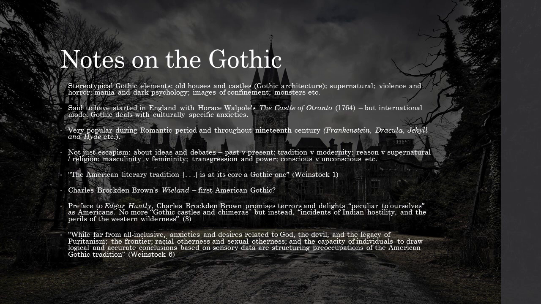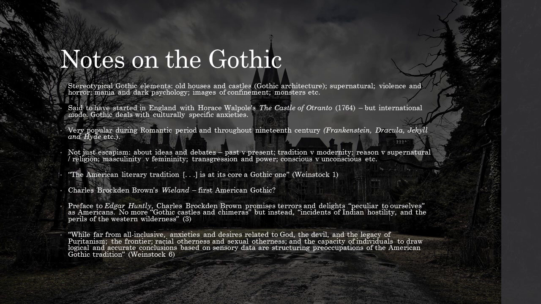The Gothic was very popular during the Romantic period, late 18th, early 19th century, and throughout the 19th century. And we can think of some of the most famous examples of Gothic literature: Frankenstein, Dracula, Jekyll and Hyde, from this period. But it's not just romance or escapism. It's about important ideas and debates. It's about the relationship between the past and the present. So the way perhaps that the past haunts the present, or elements of the past erupt into the present and disrupt the present. It's therefore also about tradition and about modernity, and about the fear of moving into modernity.